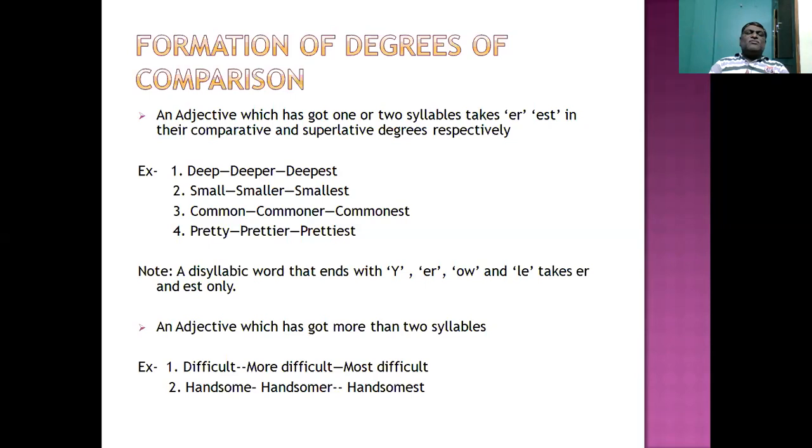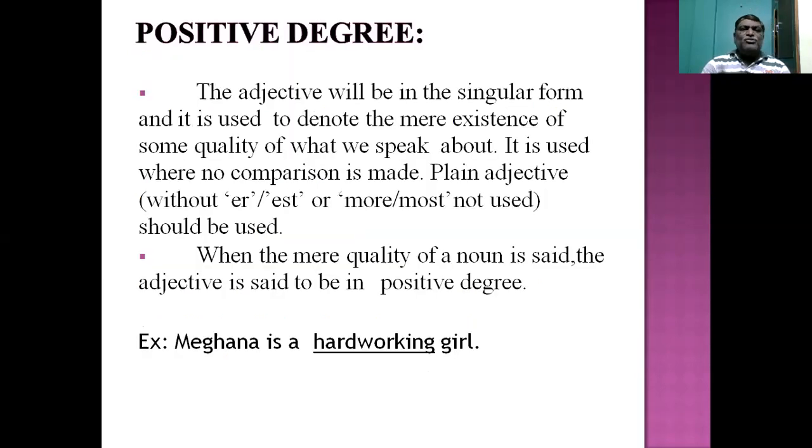Say, for example, let us take difficult: dif, fi, cult. How many syllables are there? Three syllables are there. Handsome, only two syllables are there. I told you the rule. Handsome, though it has two syllables, takes more handsome and the most handsome. Of course, some grammarians argue that it is handsomer and handsomest, but most often it is used as more handsome and the most handsome only. So though I have given this as handsomer and handsomest, you better use more handsome and the most handsome, because it will lead to controversy and confusion.